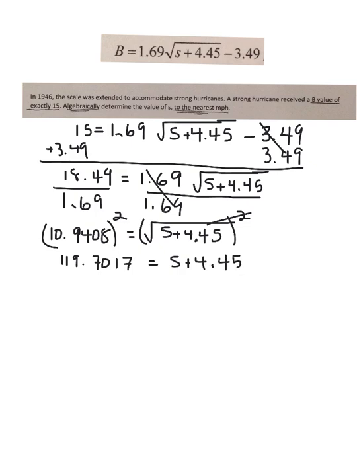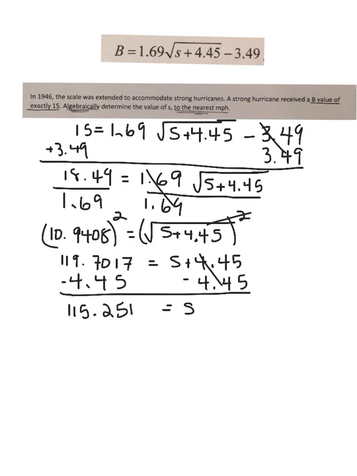because the radical disappeared. All right, I want to get the s value, so I am going to subtract that 4.45 over. Minus that 4.45 will make that disappear, and we will have s is equal to 115.2517.